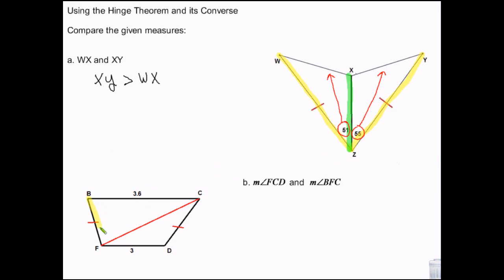Here we have a trapezoid. These two lengths are the same. And then again, if you're yourself, you're the same as yourself. 3.6 goes to this angle, and 3 goes to this angle. So FCD is this smaller angle right here. This is FCD. And then this angle is BFC. So which one is greater, BFC or FCD? BFC, yeah. This is easier.